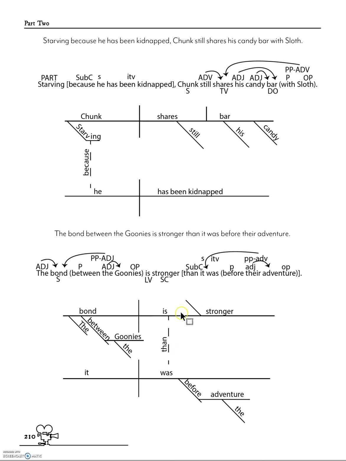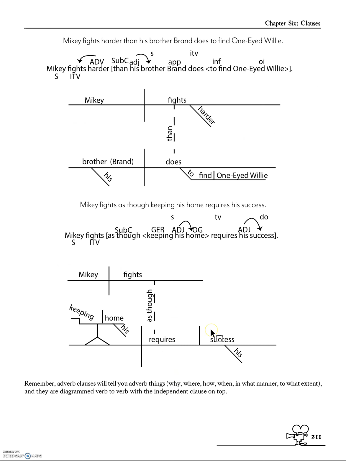So basically you join adverb clauses together with the independent clause on top, dependent clause on the bottom, and you write the subordinating conjunction on the dotted line. You've got a couple more examples here about Mikey's fighting. He's fighting harder, and then he fights as though. So both of those, Mikey fights, is your independent clause. So remember that adverb clauses will tell you adverb things. They'll tell you where, why, when, how, in what manner, to what extent, those kinds of things. And they're diagrammed verb to verb.